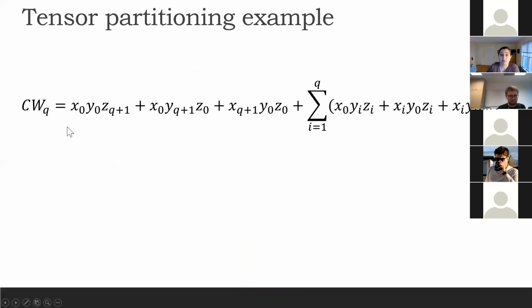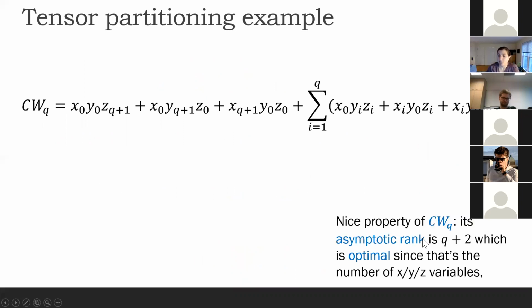So you have q plus 2 x variables. They go from x sub 0 to x sub q plus 1 over here. There's q plus 2 y variables and q plus 2 z variables. All right, what's nice about this tensor is that its asymptotic rank is actually q plus 2, which is exactly the number of x, y, or z variables. So in a sense, it's an optimal tensor, if you think of the asymptotic rank in terms of the output, right?